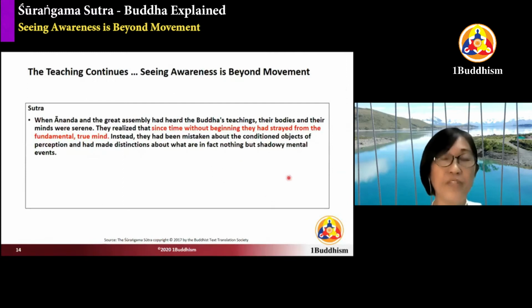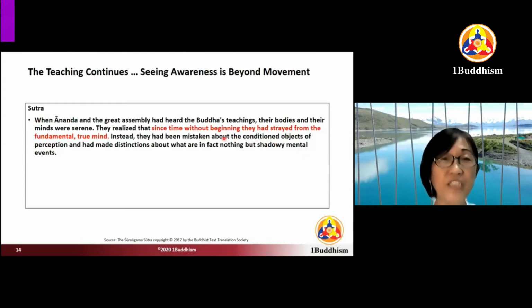So after hearing the Buddha, Venerable Ananda and the assembly, and I believe the people in this Zoom room here tonight, realized that we have been paying attention to the wrong thing. We have been paying attention to the stories that are happening outside our minds, instead of investigating what's true and what is real, which is our true mind.